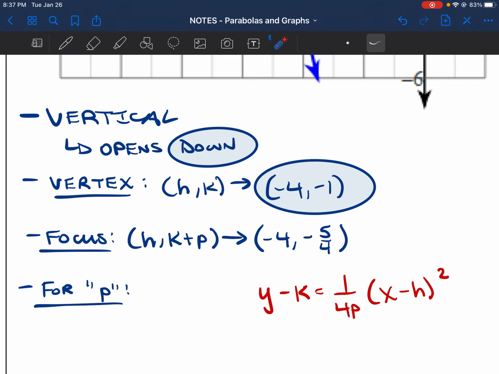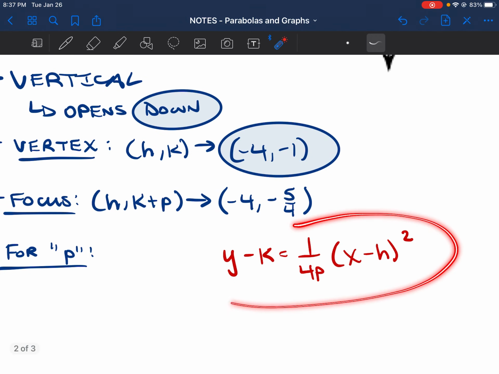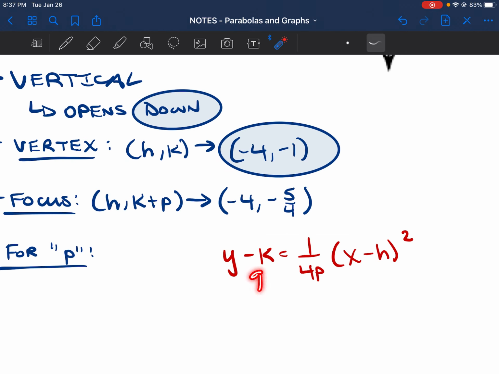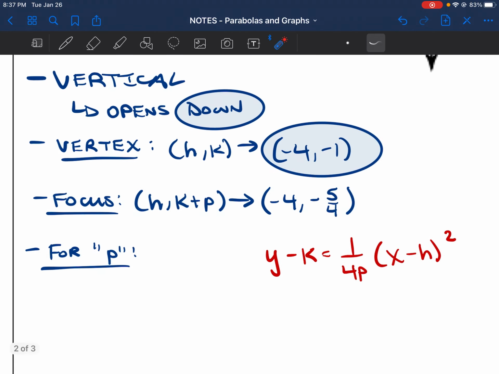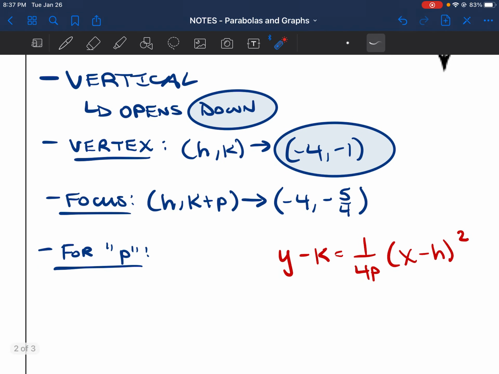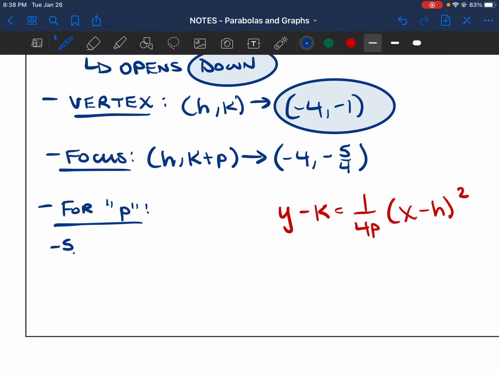Now let's think about how this is going to help us find p, because really the only thing we're missing at this point is the p term. Because if we look at the equation, this is the equation we're going to end up using. Well, we already know h and k, that's coming from the vertex. We got the equation because we know that this is a vertical parabola opening down. So all we're really missing is the p term. So let's think about it here. This -5/4 is in the position k plus p. So what that tells us is that -5/4 equals k plus p.